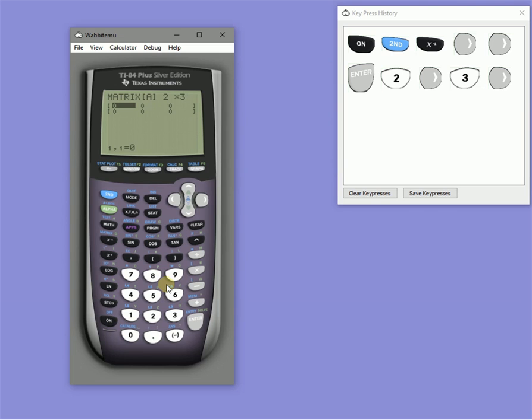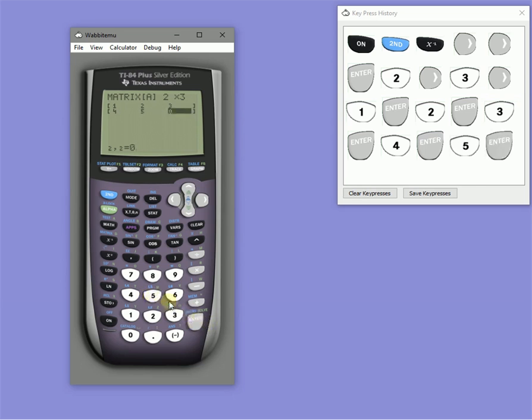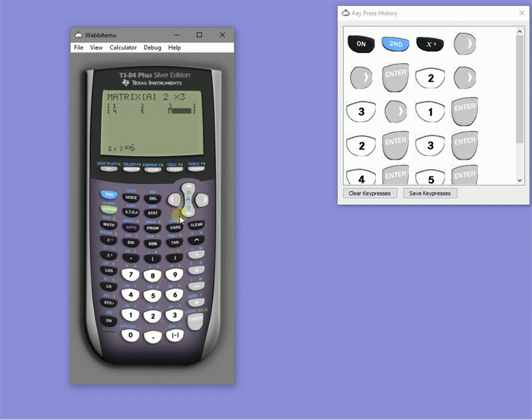So what I can do is push enter every time I put in a number. The 2 by 3 matrix that we're going to type in is 1, 2, 3, 4, 5, 6. So I'm going to go 1, 2, 3, 4, 5, 6. Notice, it went rows and then it did the columns as well for me. So that is getting one matrix into the calculator.